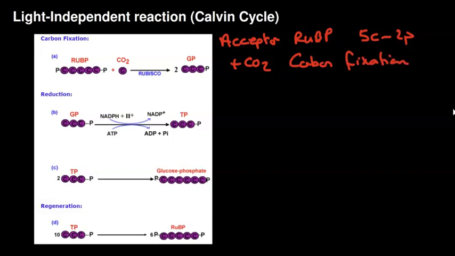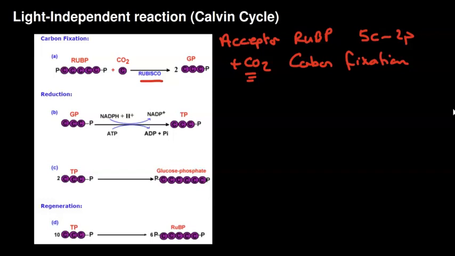The action is controlled by the enzyme Rubisco, Ribulose Bisphosphate carboxylase, a very abundant protein in living things, in plants, and yet, despite its importance in fixing carbon dioxide, it's a relatively slow enzyme with a slow turnover rate.